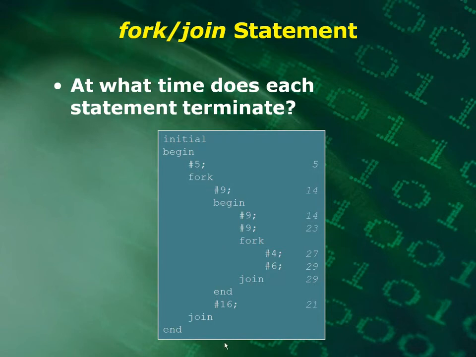Okay, so now where does this join end? Well, the join ends, of course, when all of the statements within the fork join have completed. So this statement ends at 14. This begin-end block ended at 29. And this one ended at 21. So the longest one was 29 because they all have to have completed. Therefore this join is finished at time 29.